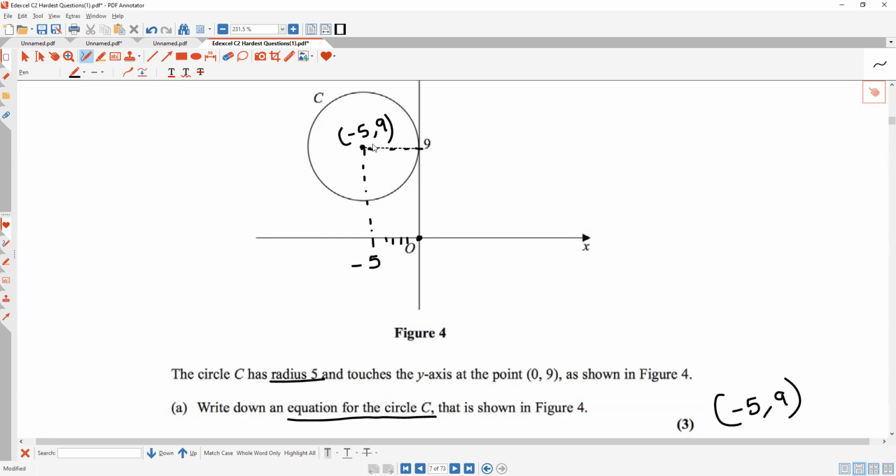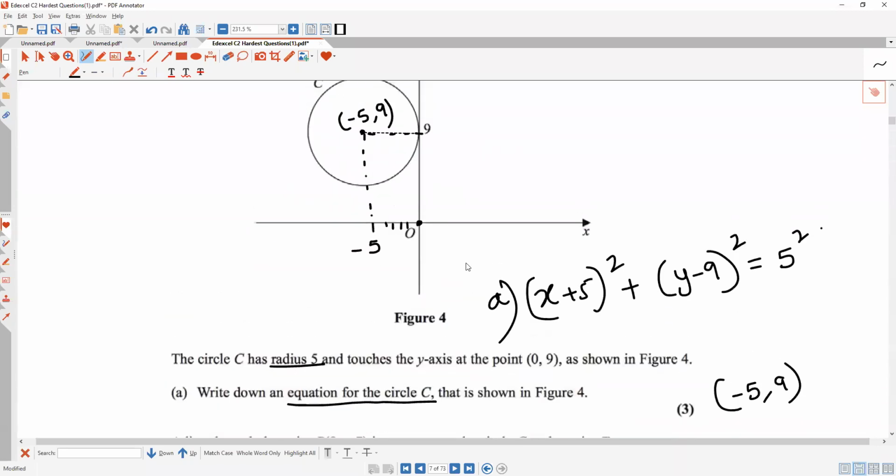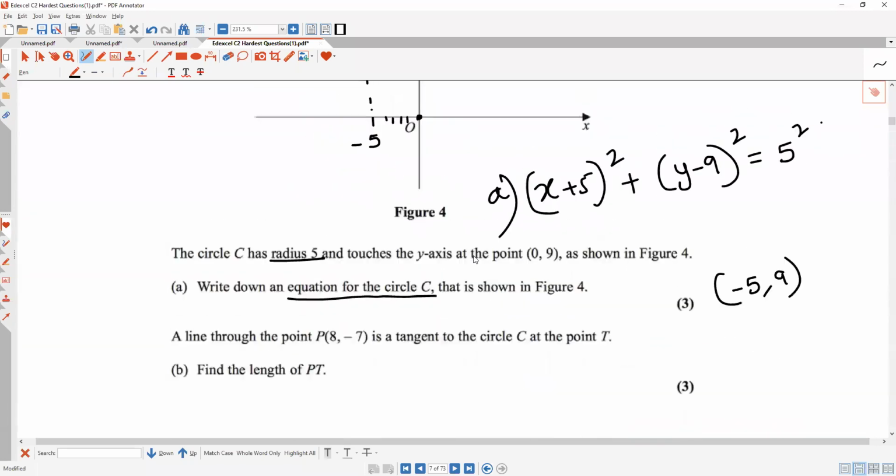Clear? Yes. Okay, now they said find the equation. So the answer of the equation is x plus 5 whole square plus y minus 9 whole square is equal to 5 square. Clear? Everyone? This is my equation. I'm getting 3 points, 3 marks right there. Okay, now let me go to the next one.